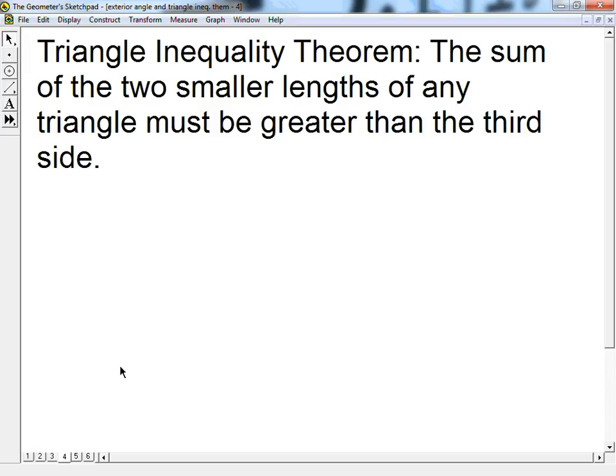Triangle inequality theorem. The sum of the two smaller lengths of any triangle must be greater than the third side. Keep in mind I said that the two smaller sides. The sum of the two smaller lengths must be greater than the third side.